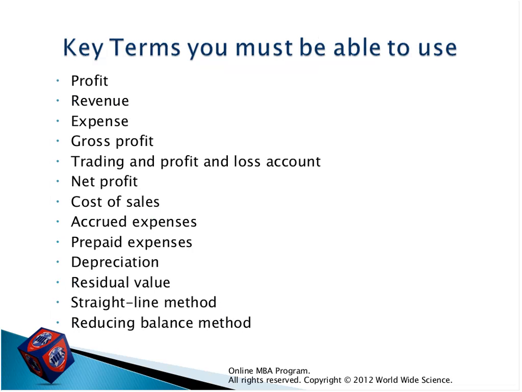So here are the key terms you must be able to use: profit, revenue, expense. You already know these terms: gross profit, trading profit and loss account, which is the same as the income statement, net profit, cost of sales, and accrued expenses. What accrued expenses are and what prepaid expenses are is also important. Then depreciation, the residual value or scrap value, and the depreciation methods. The two main methods we use in accounting are the straight line and the reducing balance method.